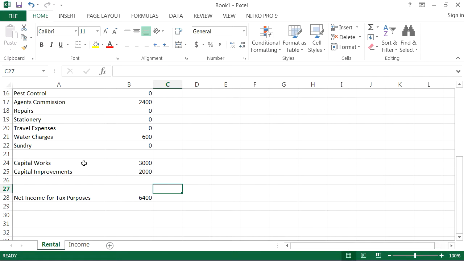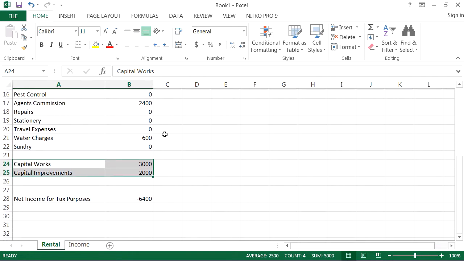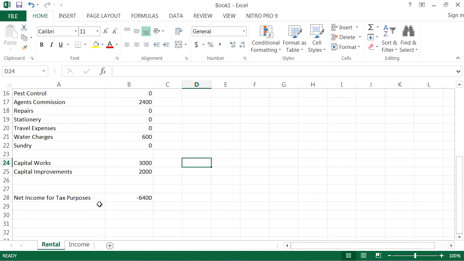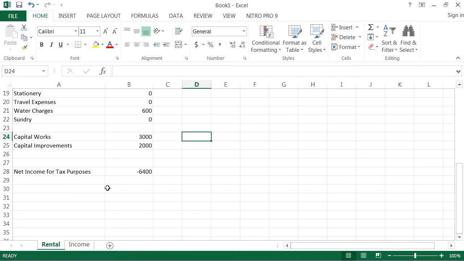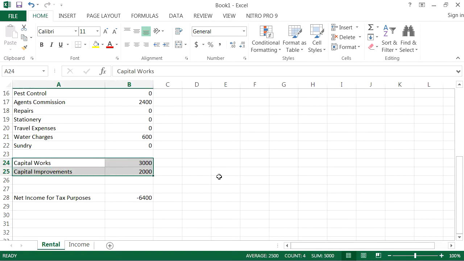This is another reason why these capital works and improvements can be very helpful over the long term, because they tend to be fairly static over a long period of time for newly constructed properties, and they are the only things which, as I say, will improve the outcome of your tax return, where you're not actually physically having to spend money out every year.